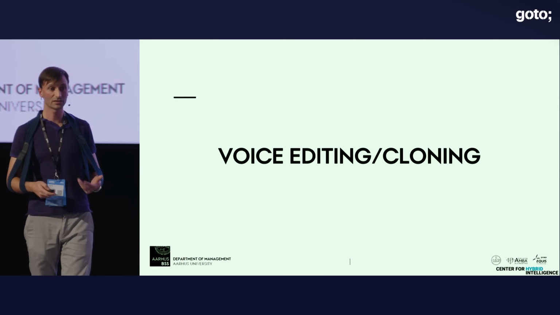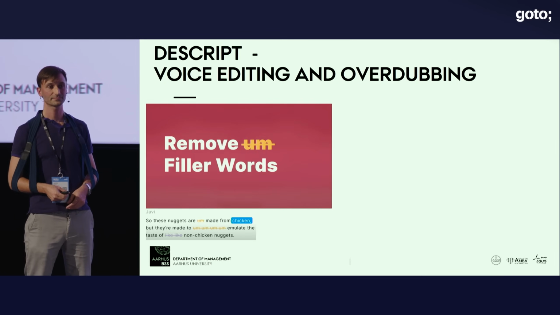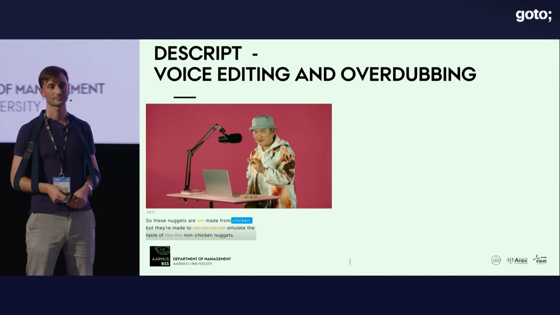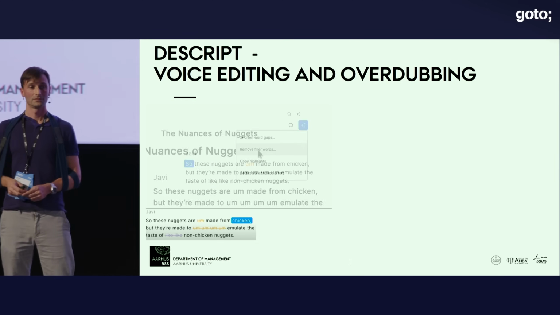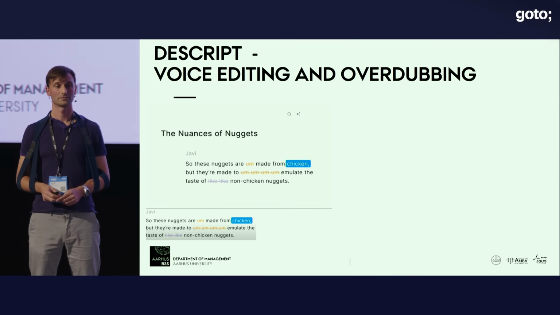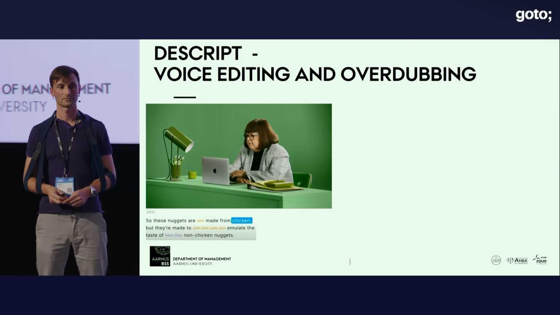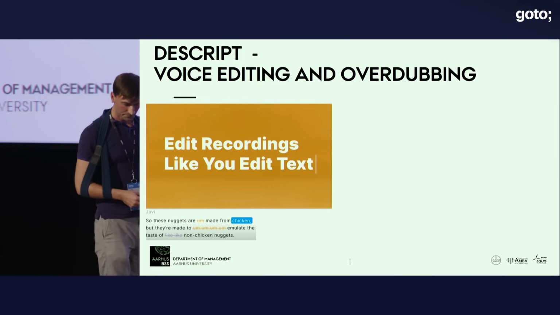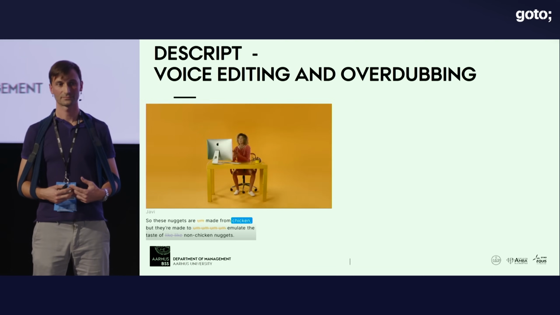Voice cloning is another one, and I'll show you. Emulate the taste of like non-chicken nuggets. Yeah, I went too far. Okay. So these nuggets are made from chicken, but they're made to emulate the taste of non-chicken nuggets. Dope. Oh, that's much better. Then edit all the blather out of your videos because my time is very precious. Oh, that's fire.